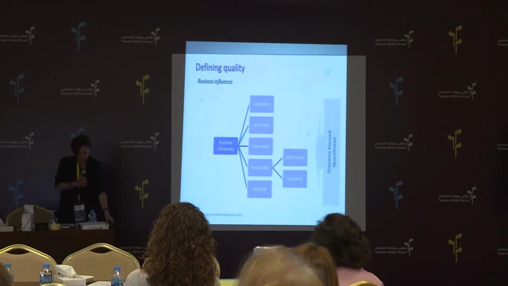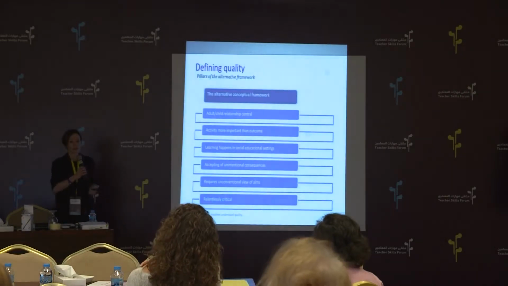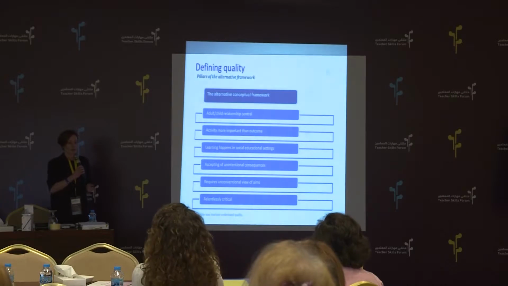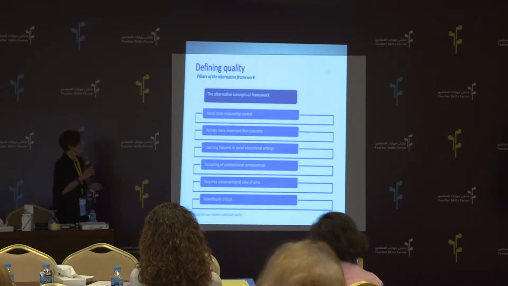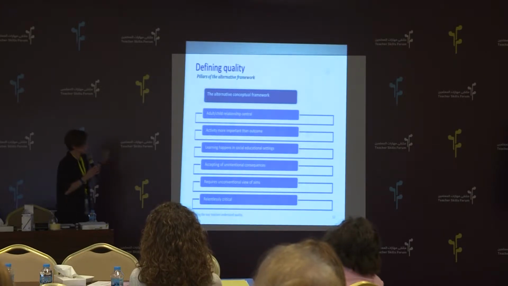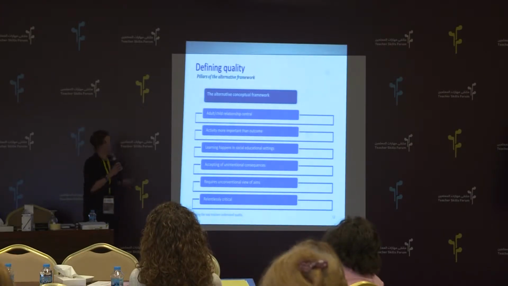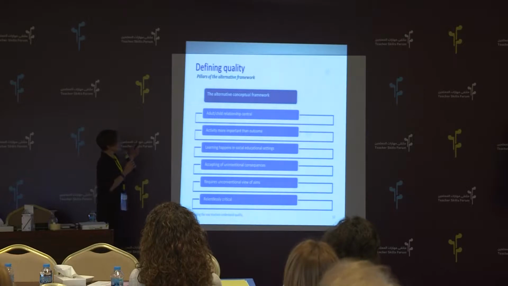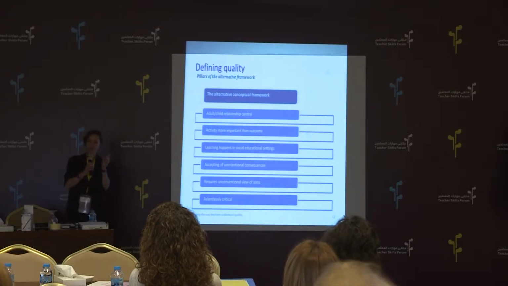In research that I've done previously, there are also other ways, perhaps not quite so commonplace in the literature, that you can think about quality. They don't fit very neatly in a diagram, so they're sort of in a list. A few people say the adult-child relationship is really central. If you're going to look at quality, you really need to look at that. That's where education happens between these two people.